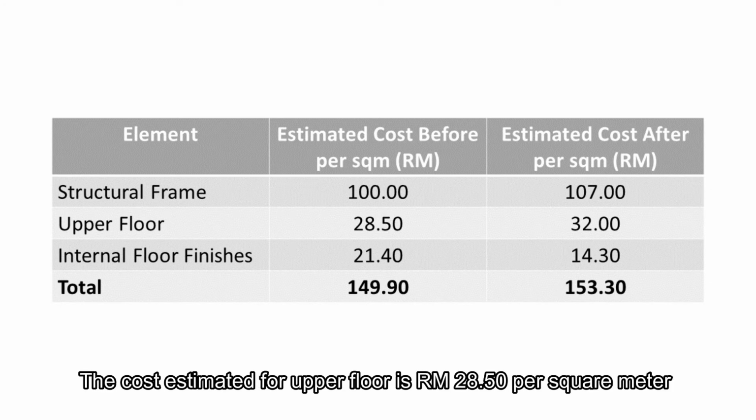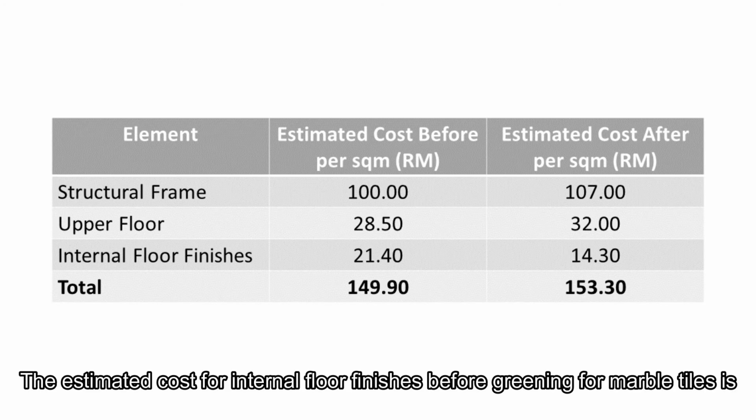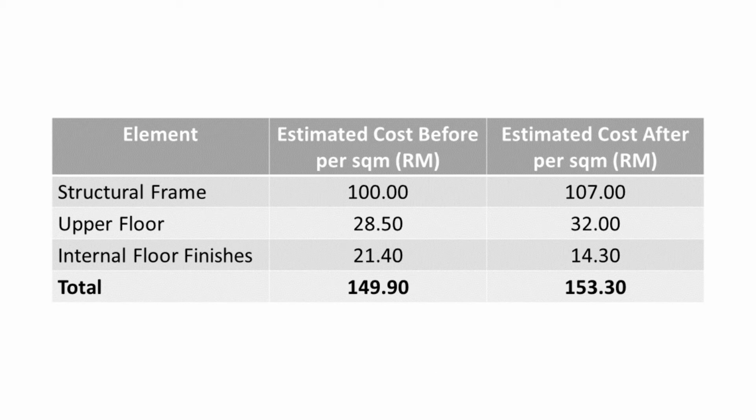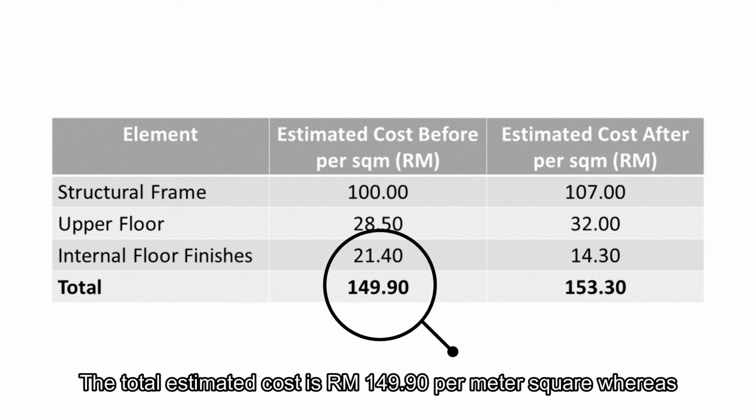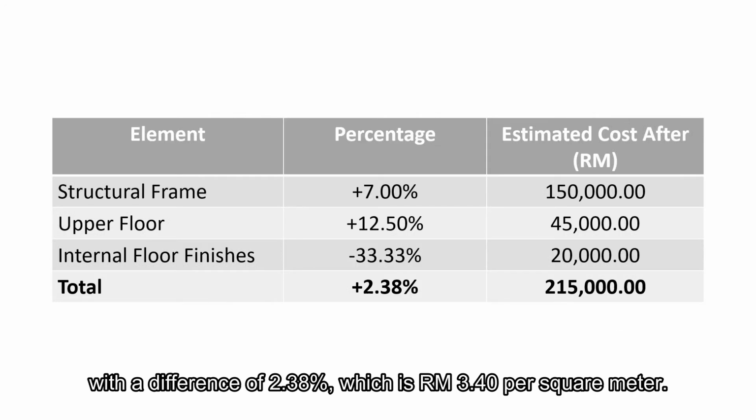The cost estimated for upper floor is 28 ringgit and 50 cents per square meter, whereas the cost estimated after greening is 32 ringgit. The estimated cost for internal floor finishes before greening for marble tiles is 21 ringgit and 40 cents, whereas the cost after greening for terrazzo materials is 14 ringgit and 30 cents. The total estimated cost is 149 ringgit and 90 cents per square meter, whereas the cost after greening is 153 ringgit 30 cents per square meter, with a difference of 2.38%, which is 3 ringgit and 40 cents per square meter.